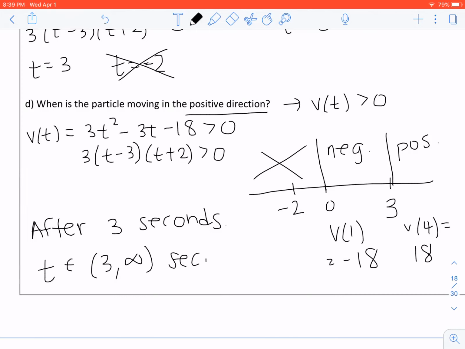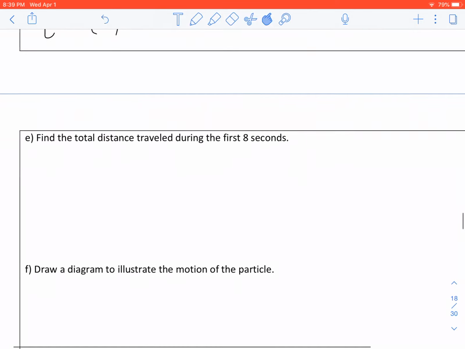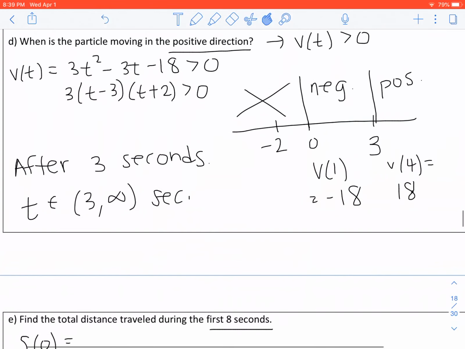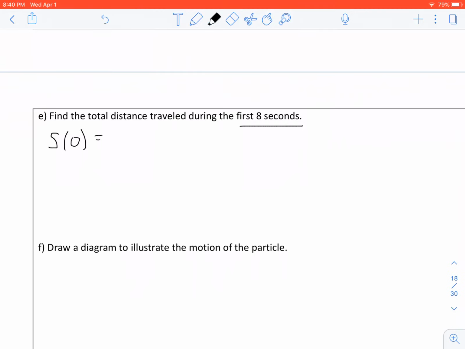The problem continues on to the next page. And the next part says, find the total distance traveled during the first 8 seconds. And to figure this out, we're going to have to look at when the particle actually stops and switches directions. So it started to move at time 0. We have to figure out where it was starting from. And then it switched directions. If we go back up here and look at our graph, it switched directions going from negative to positive at 3 seconds. So I need to figure out how far it got at 3 seconds.